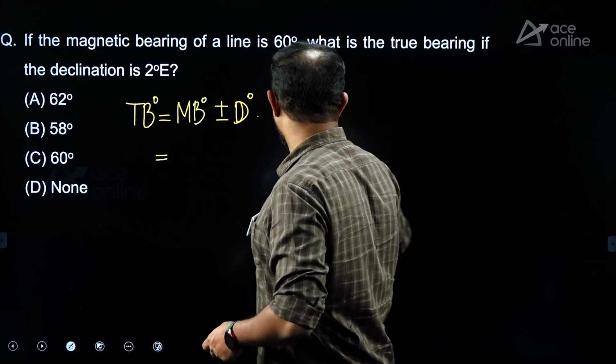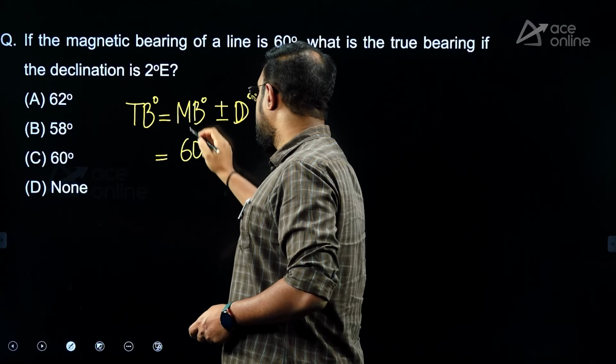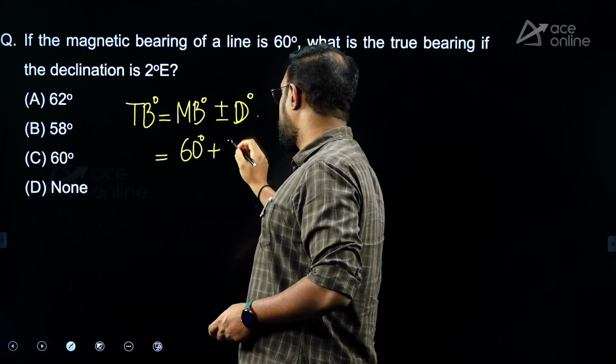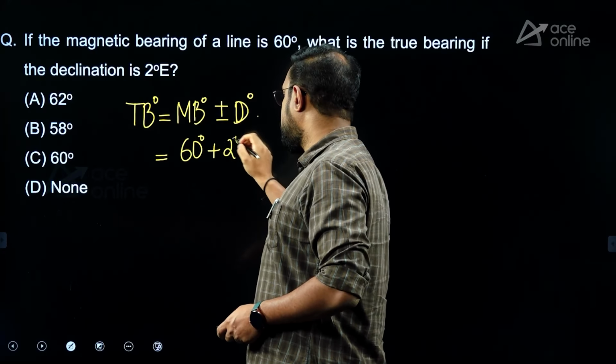So what is the magnetic bearing, guys? It is 60 degrees. What is the declination here? Plus 2 degrees. Why plus 2 degrees? Because it is eastern declination. So what is my answer, guys? My answer would be 62 degrees. It is nothing but option A, guys.